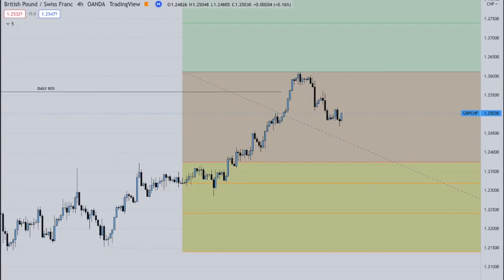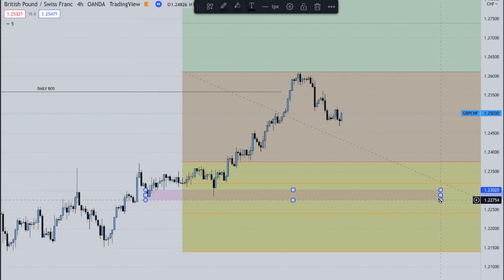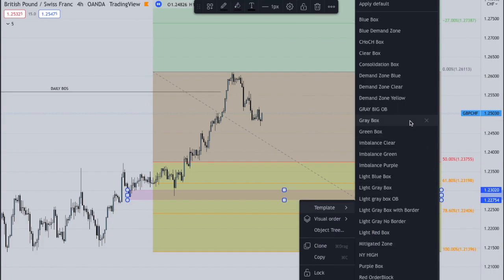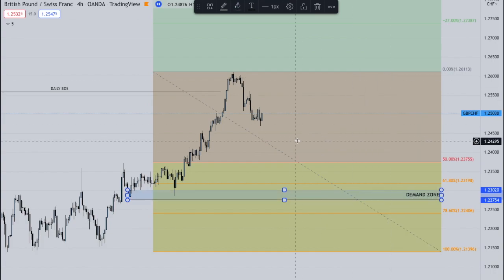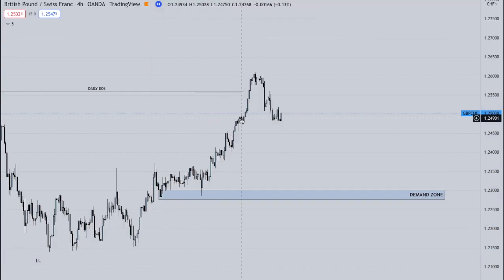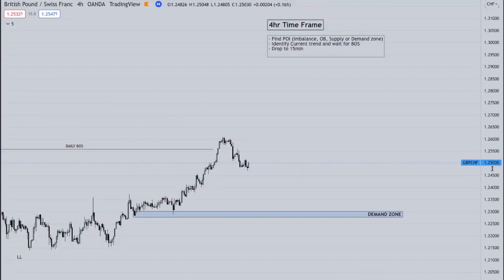So for me, looking at that gives me a point of interest that I want to capture, this area here all the way down to the top of this imbalance. So this here will give me my level of demand. Let's go ahead and mark that up as a blue area. Now that we have our level of demand within 50%, we can go ahead and take off our Fibs. Now, what does the strategy say?